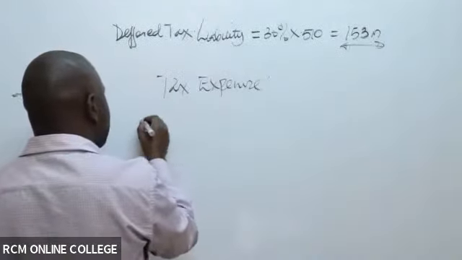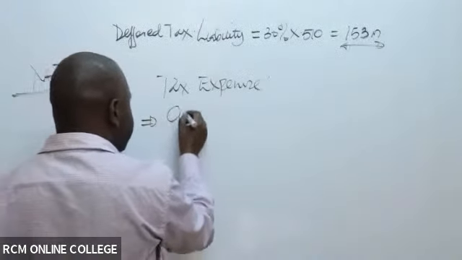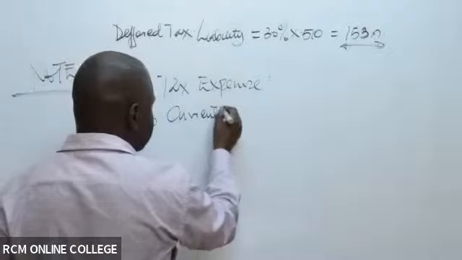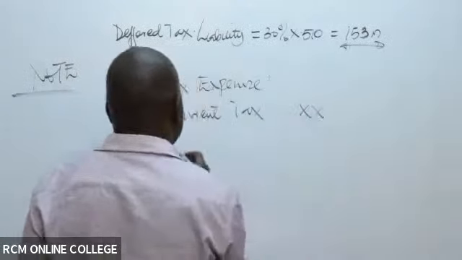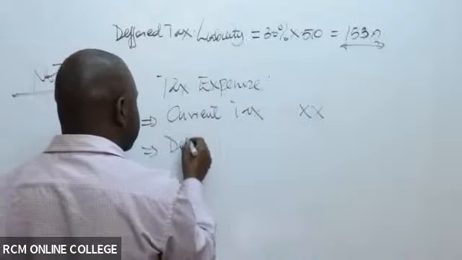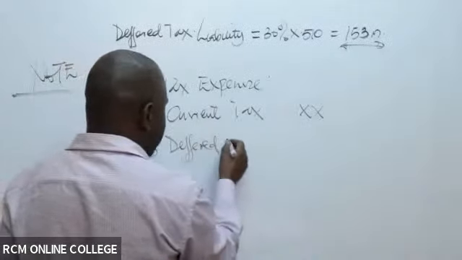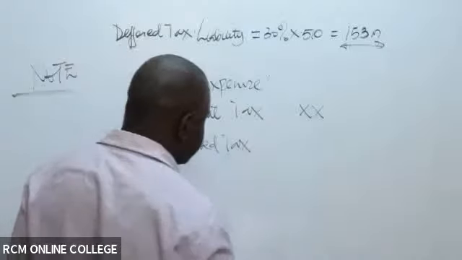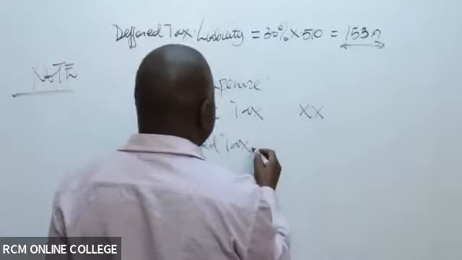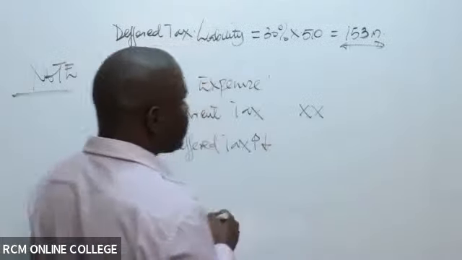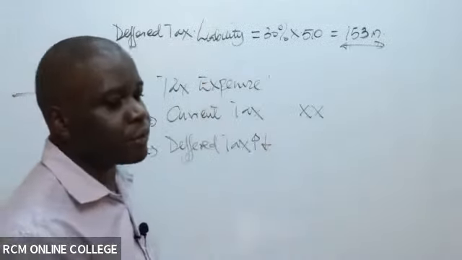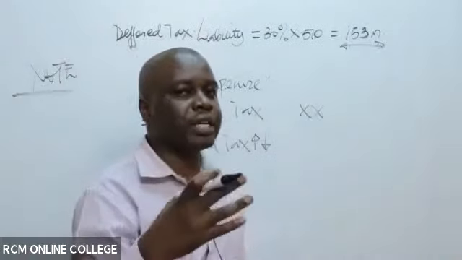will actually be equal to the current tax plus the deferred tax. But of course, this deferred tax can either be a gain or a loss. For example, in our situation, you can see we're saying it is an income.